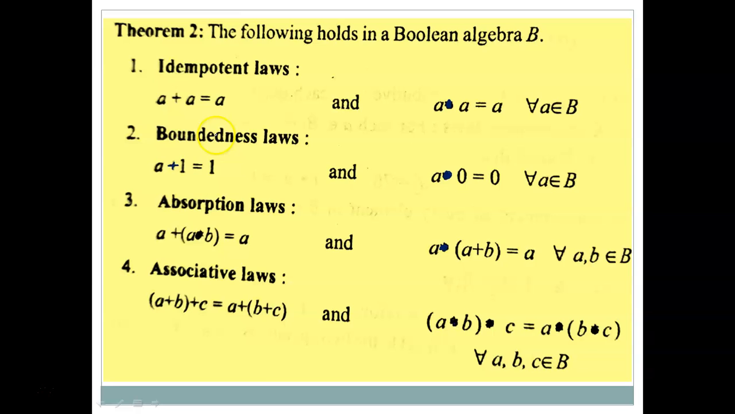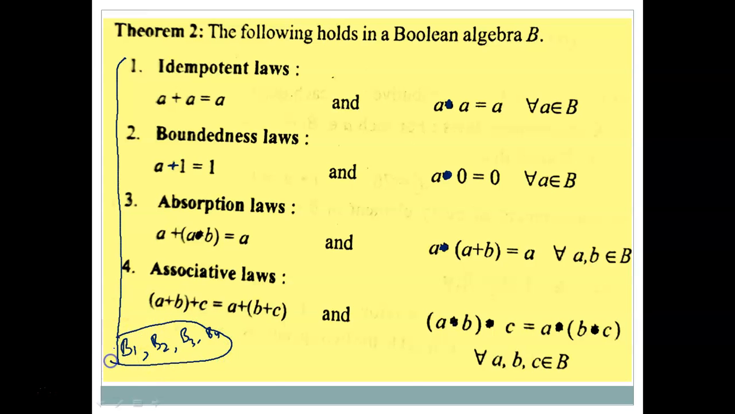Then these four properties and the necessary axioms of Boolean algebra, B1, B2, B3 and B4, make 8 properties. With the help of these properties we can solve various problems related to Boolean algebra.